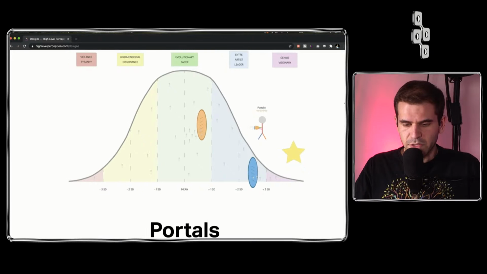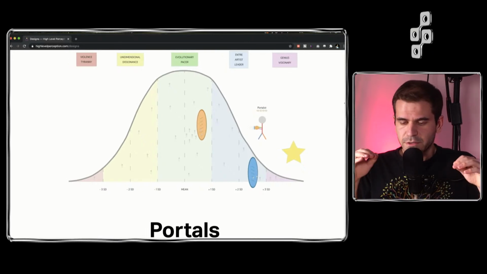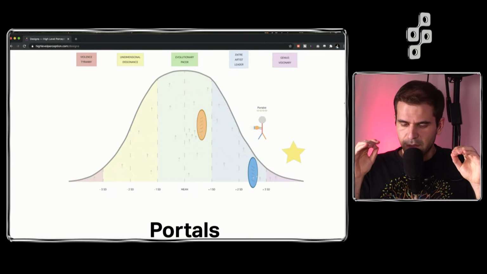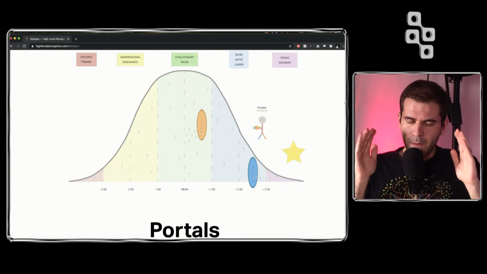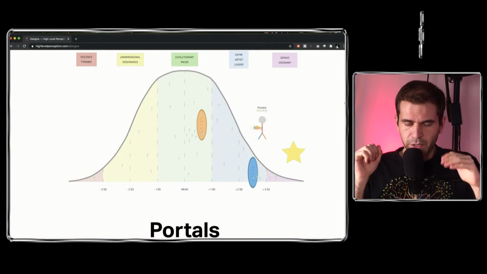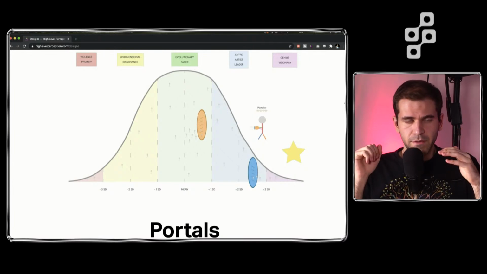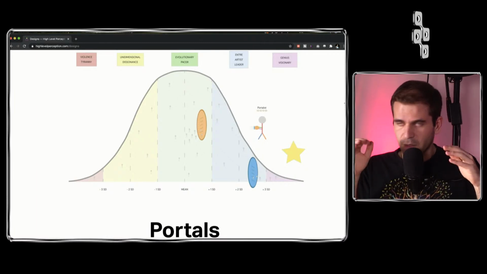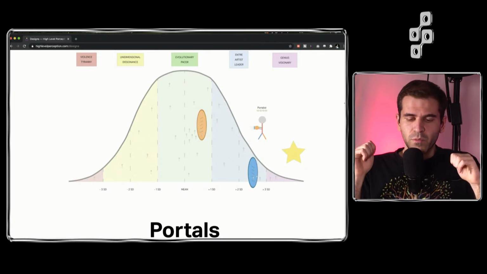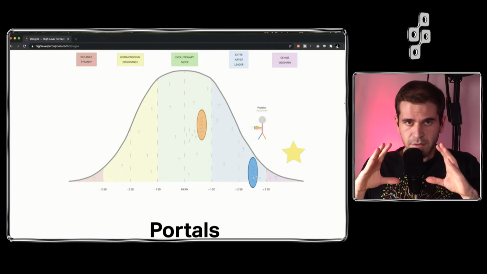All right, chapter 4, portals. So, guys, super easy thing here. The bell curve goes from a place on the left where it's people that are violent, tyrannical, dictatorial, things like that, to the right, people that are geniuses, visionaries, service to others, that type of stuff. It's a classic bell curve.